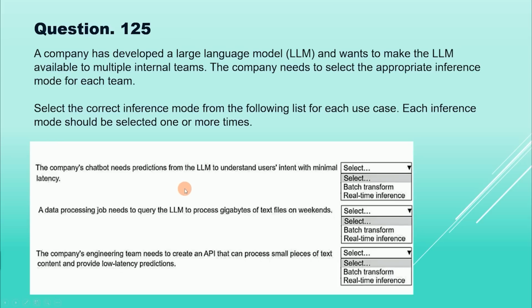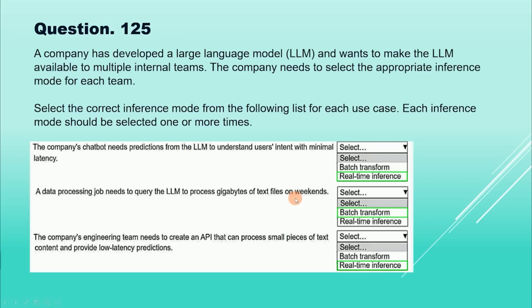You can pause the video if you need, because I am going to reveal the correct answer now, and the correct answer here will be in this manner. For this, the company's chatbot needs predictions from the LLM to understand user intent with minimal latency. Real-time inference will be required, and then a data processing job needs to query the LLM to process gigabytes of text files on the weekend. So if minimal latency is required, real-time inference will be used.